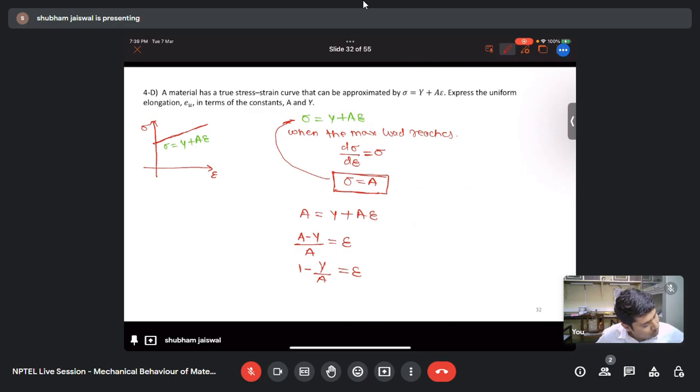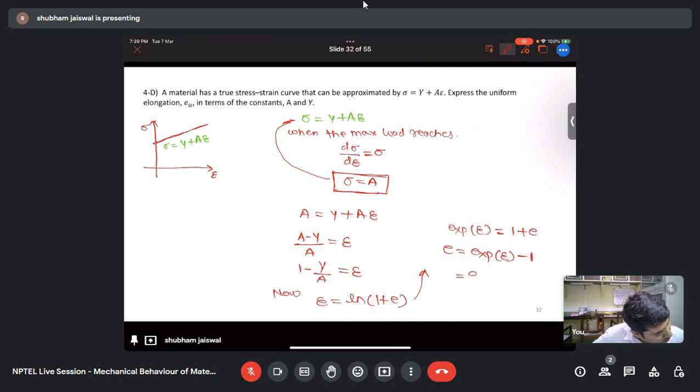Now we know that true strain is nothing but ln of 1 plus e. So exponential of epsilon should be equal to 1 plus e, and e equal to exponential of epsilon minus 1, and epsilon is how much? It is 1 minus y upon a. So e equals exponential of (1 minus y upon a) minus 1. This is the value of our uniform elongation.